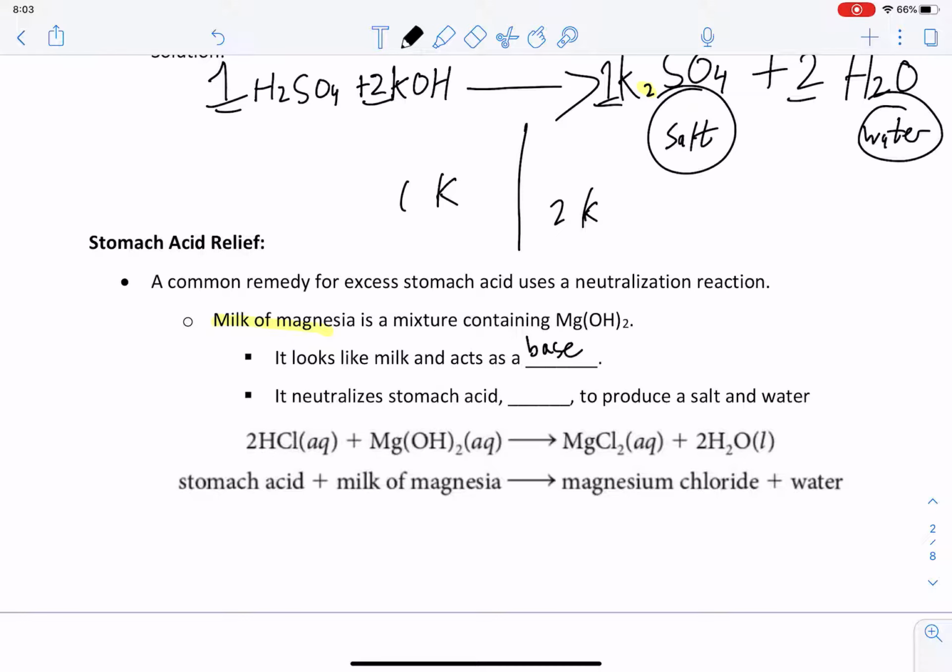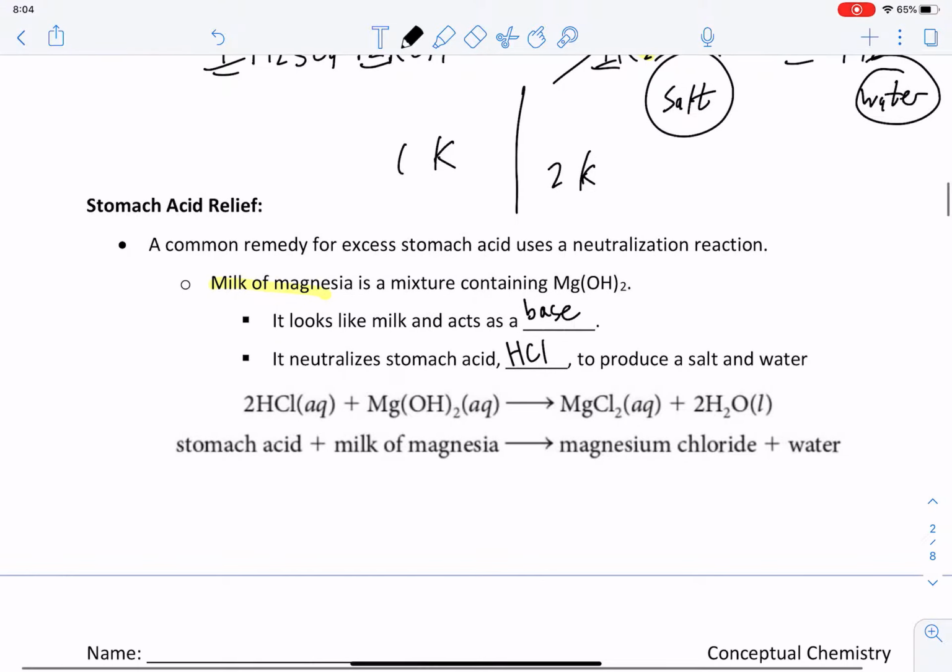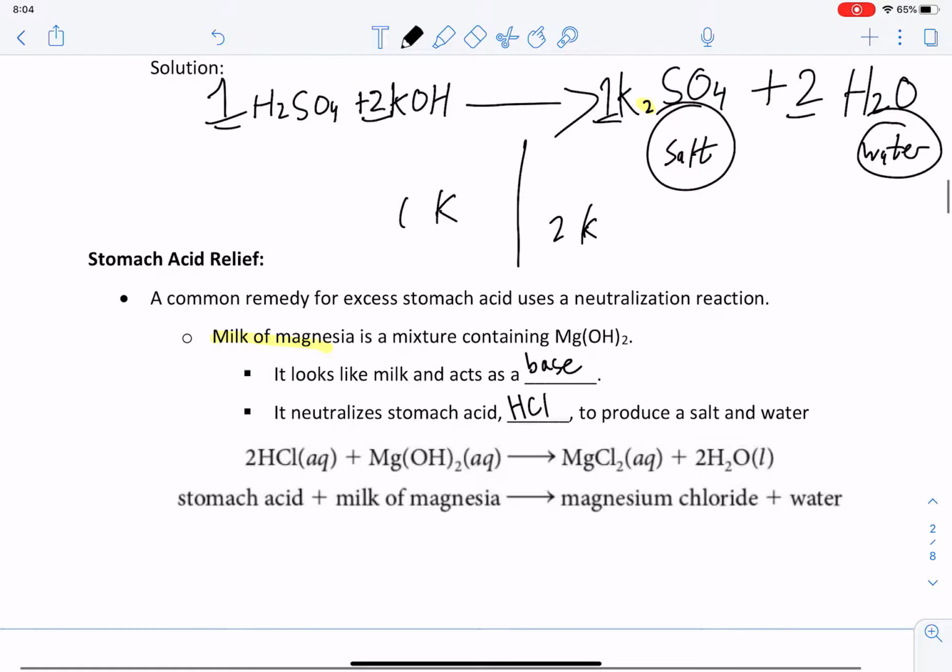So stomach acid is a strong acid. It's made up of HCl, hydrochloric acid. And this is going to produce a salt and water. Hydrochloric acid plus milk of magnesia turns into magnesium chloride plus water. So maybe you've had to use this recently, hopefully not, but if you've had any stomach issues, you might.